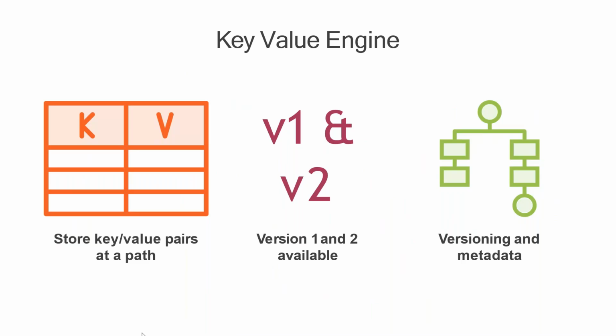Now, key value supports versioning and metadata. So what is versioning? Let's say today I store key password equal to Rajesh123. Tomorrow I updated the same key, password equal to RajeshXYZ. Both versions will be stored in the key value, the old password and the new password. That is called versioning. You can keep any number of versions; I think the default is 10, and you can increase or decrease depending on your need.